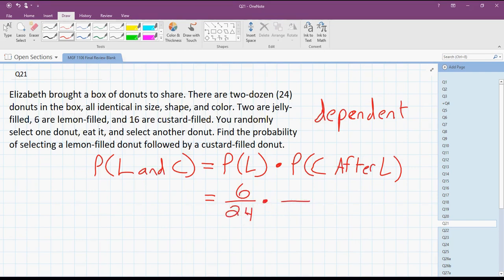Now, the next guy. Because we ate the donut, how many donuts are left? 23. So you see why this is dependent, because it's not the same box anymore. And there are 16 custard filled. If we ate a custard filled first, and then another custard, then the second guy would have been 15. So in the end, you go to your calculator, put 6 over 24 times 16 over 23, and it reduces to 4 over 23. Perfect.